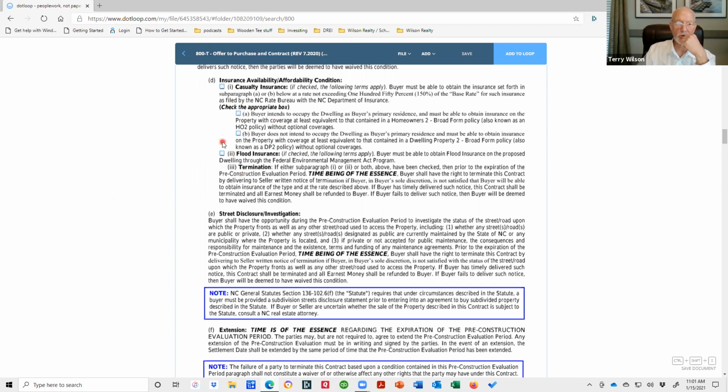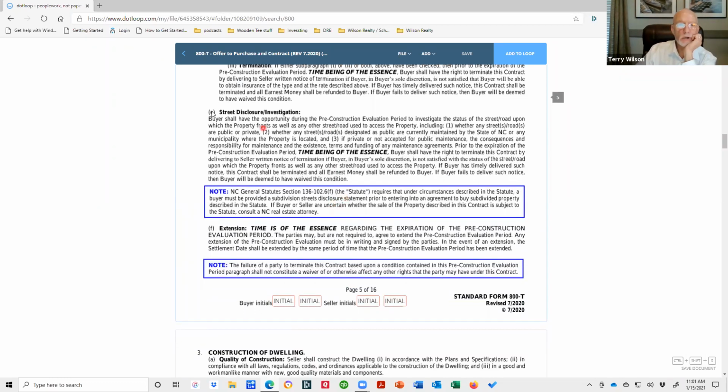Same thing with flood insurance. If either subparagraph 1 or 2 above is checked, then prior to the expiration of the pre-construction evaluation time, time being of the essence, the buyer can terminate the contract if they cannot get it. If in the buyer's sole discretion, the buyer is not satisfied that the buyer will be able to obtain the insurance that they need, it's my sole discretion. Then they deliver written notice and they walk away.